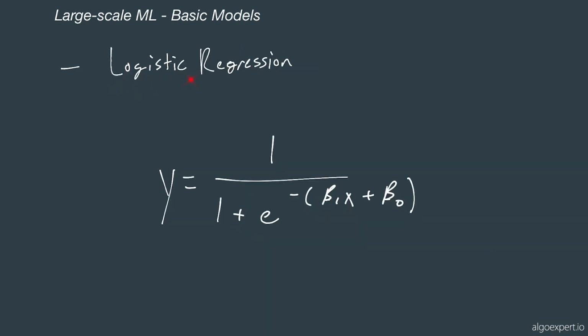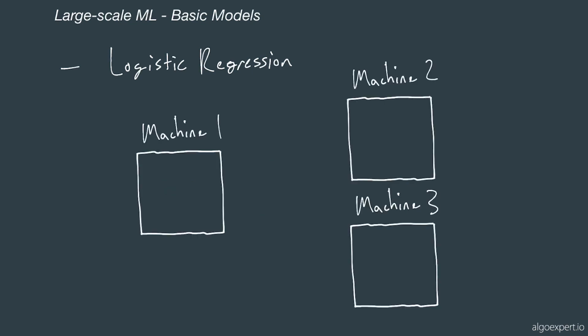Finally, let's look at logistic regression. This is the equation for logistic regression. If you need to refresh exactly what logistic regression is, feel free to watch the machine learning crash course video on logistic regression. Effectively, though, we've only gone over how to perform logistic regression in terms of a single machine.